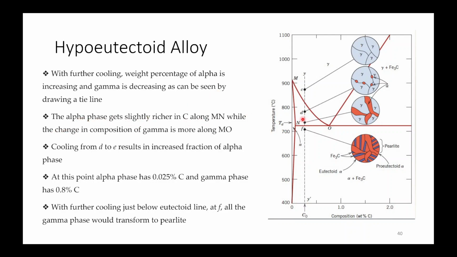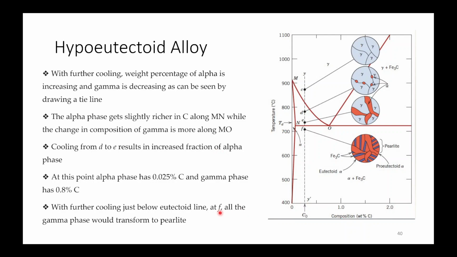So alpha keeps on forming. You can also see this if you keep on drawing tie lines; by calculating, you can find out that your amount of alpha will keep on increasing. The alpha phase gets slightly richer in carbon along MN, while the change in composition of gamma is more along MO. Now cooling from D to E results in increased fraction of alpha phase. At this point, alpha phase has 0.025% of carbon and gamma phase has 0.8% of carbon.